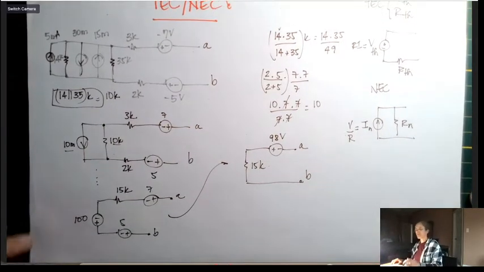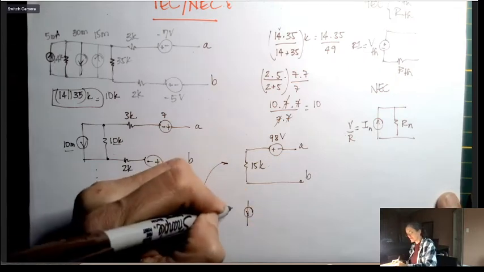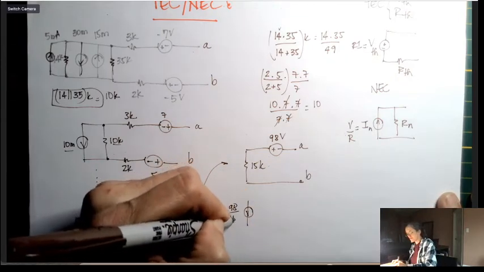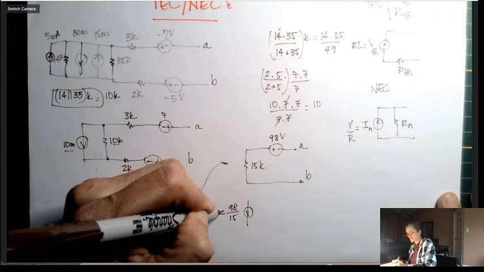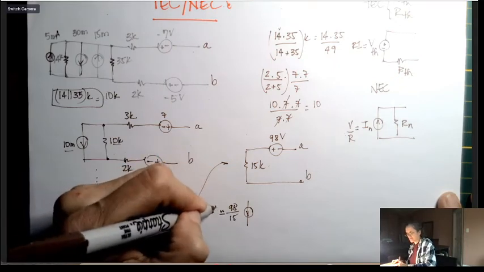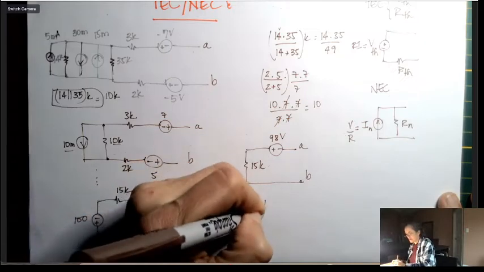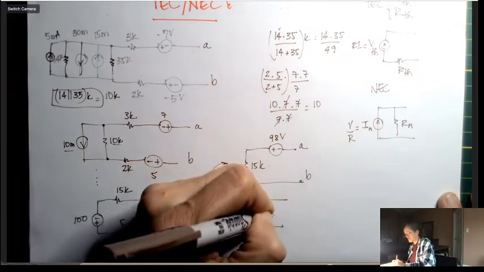Instead, if I want the Norton equivalent, it would have been the arrow going down, and this would be 98 divided by 15, which is 6 point something, 6.5 milliamps in parallel with 15 kilo ohms.